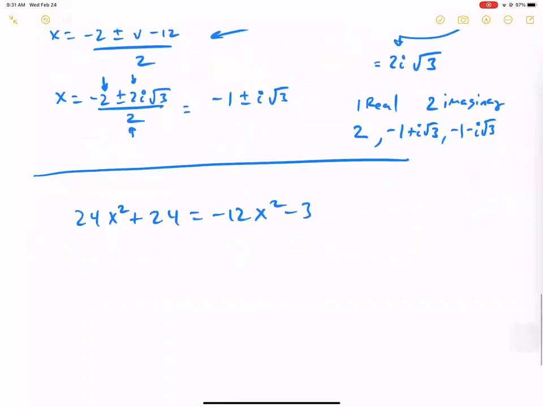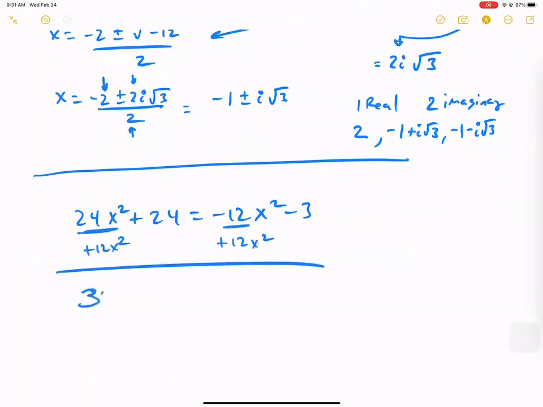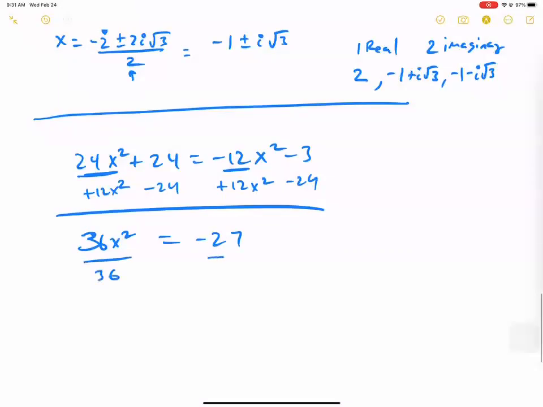Okay, this isn't a trinomial, because take a look, I have x squared and x squared. Let's move the x squares together. So plus 12x squared, plus 12x squared, 36 x squared. I'm going to minus the 24 here, minus the 24, equals negative 27. Divide by 36. Seems like it's pretty easy so far. Now the problem is I have to take the square root. x squared equals negative 27 over 36.